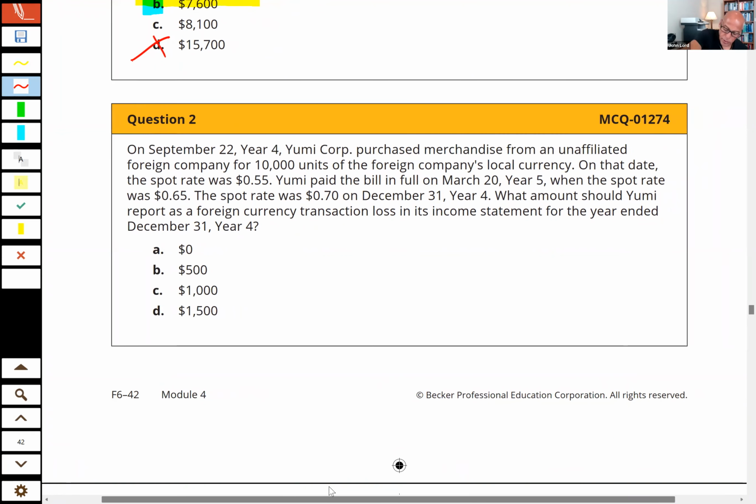And let's just take a look. On September 22nd, year 4, Yumi purchased merchandise from an unaffiliated foreign company for 10,000 units of the foreign company's local currency. On that date, the spot rate was 0.55. Yumi paid the bill on March 20th, year 5, when the spot rate was 0.65. The spot rate was 0.70 at December 31st, year 4. What amount should we report at the end of year 4?